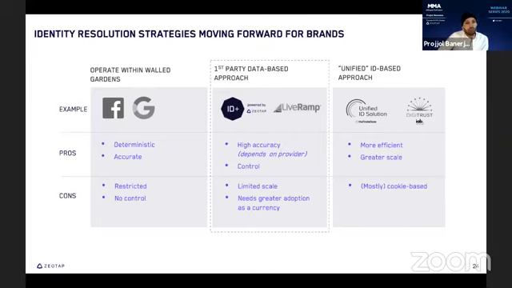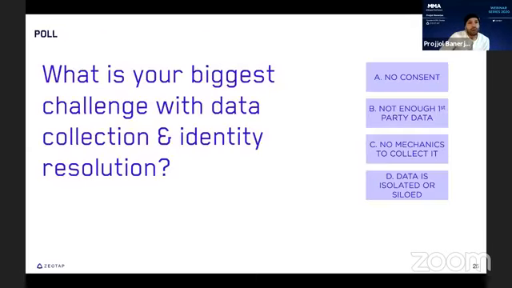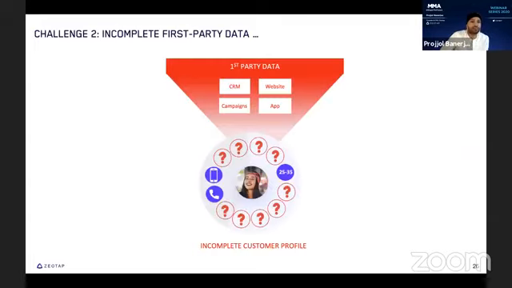Of course, what's evident there is for these efforts to be successful, they need wide-scale adoption across the ecosystem, especially in the form of a currency. So the ID Plus needs to replace the concept of a third-party cookie or a mobile advertising ID, which brings us to our next poll. And the question on your biggest challenges when it comes to data collection and identity resolution. And we leave that up for a while as we go to the next slide.